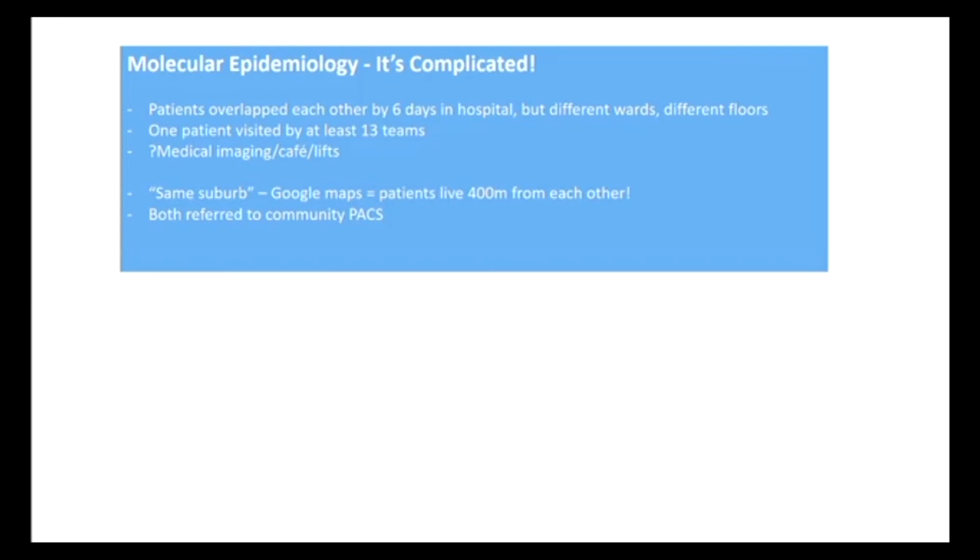But it got really interesting when I put their address into Google Maps and found that they lived barely 400 metres from each other in this suburb, and they'd also both been referred to the community PACS team. We haven't found any actual crossover in the hospital, and we think it's probably more likely that's where the transmission occurred. It certainly goes well for the story.